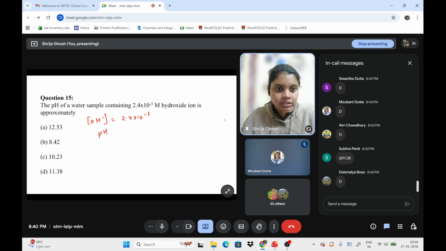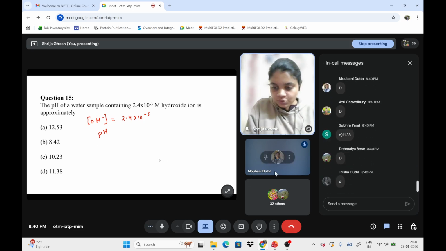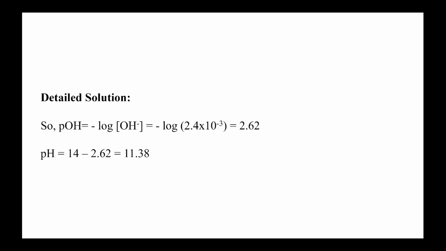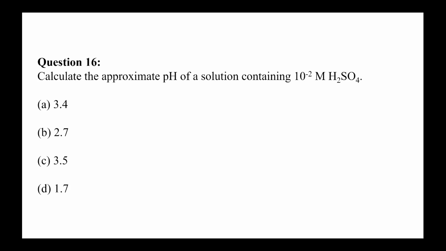Option D. Yes, that is the correct answer. I was also calculating. So option D is the correct answer, 11.38. This is very straightforward. You have the OH minus concentration, so you can calculate pOH by taking the negative log of that. pOH comes to 2.62. pH will be 14 minus 2.62, that is 11.38. Most of you got the answer, so I'll not waste time on this question now. If you still have any doubt, please ask.